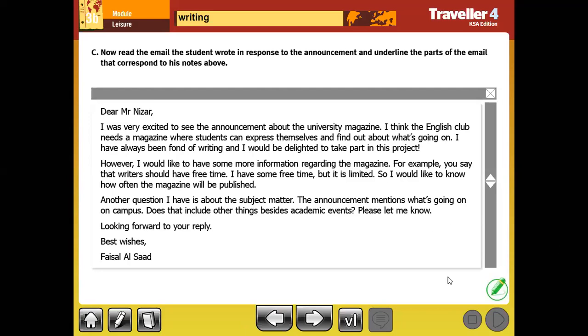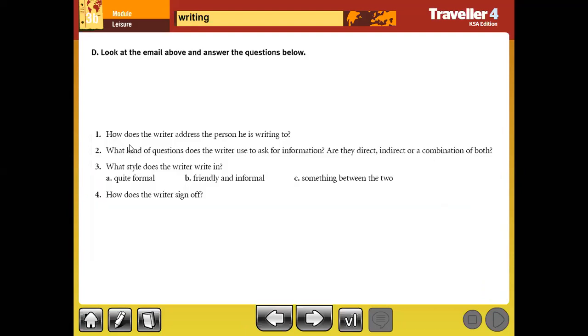As we see, now we will move to try to answer this question. How does the writer address the person he is writing to? Does he address him formally or informally? Who will write the answer in the chat room? Formally or informally? Who will participate with us?